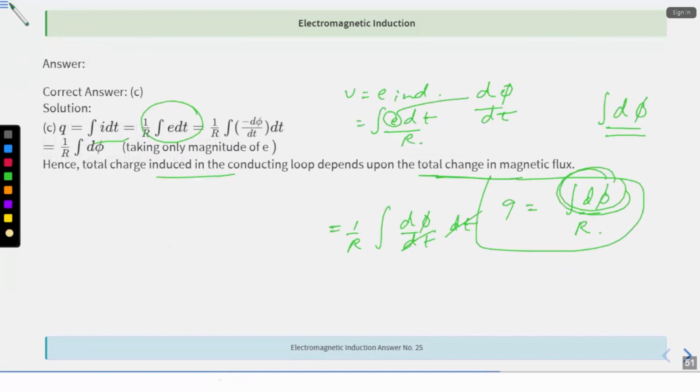So this derivation is also very easy, and you should remember that Q is integration d phi by R. These are basic things. If you remember these things, it will save you a lot of time in the JEE Mains exam. So please remember these things.